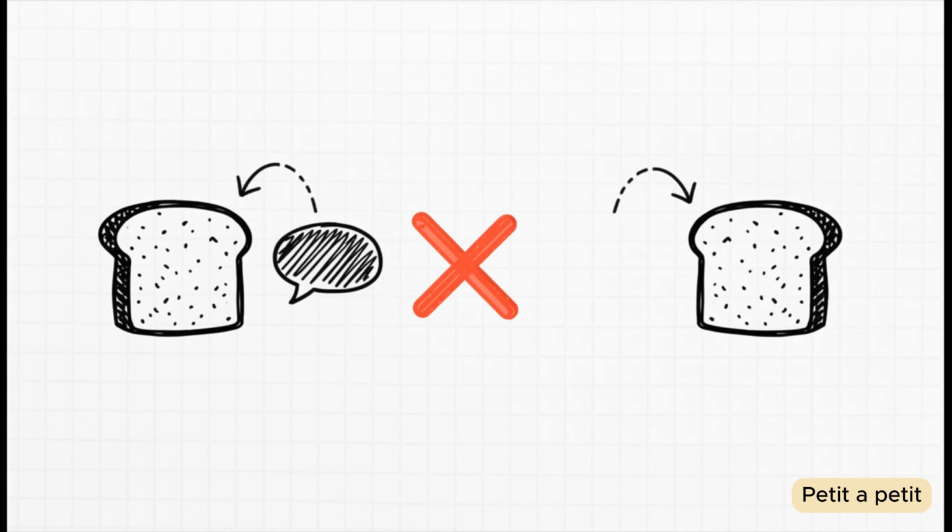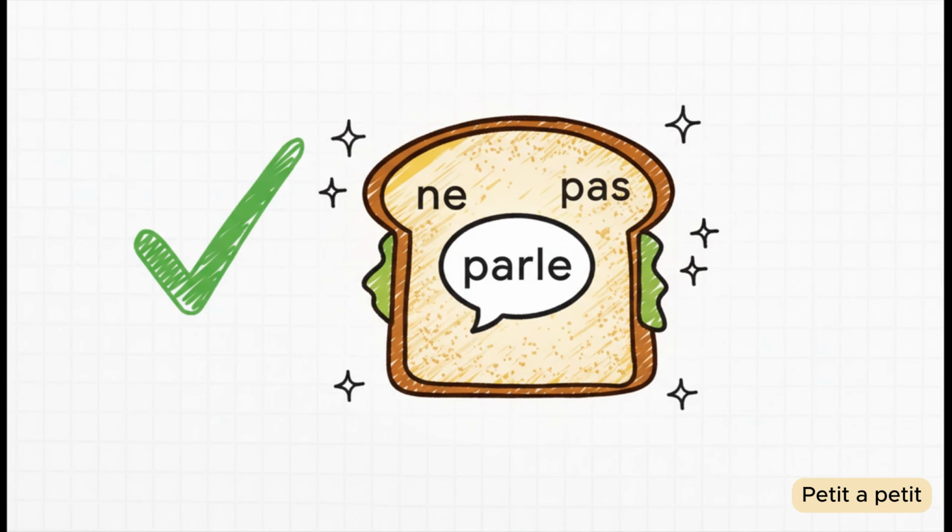And this last one, oh boy. Here, something else has snuck inside the sandwich between the verb and the pas. Nope, the ne and pas have to hug that verb directly. No intruders allowed.